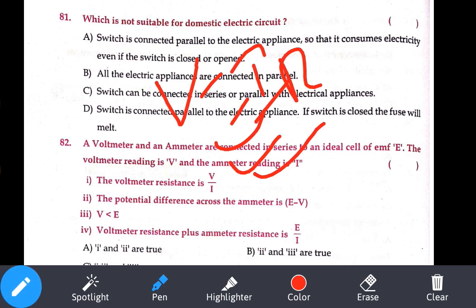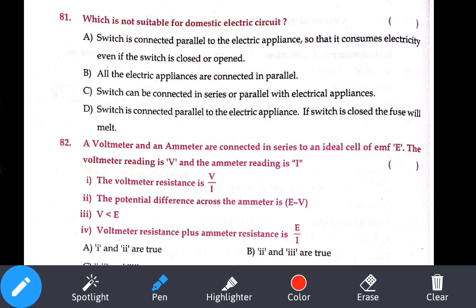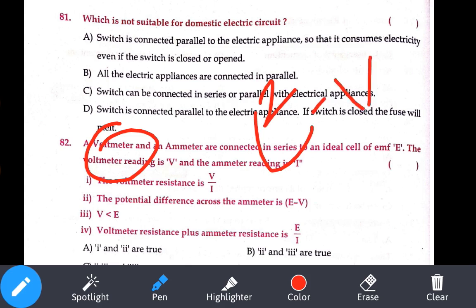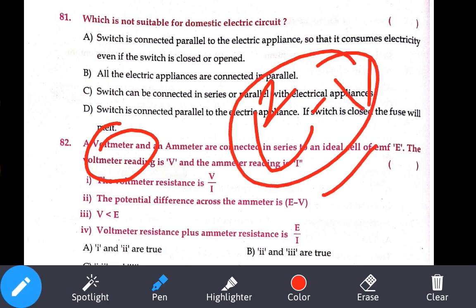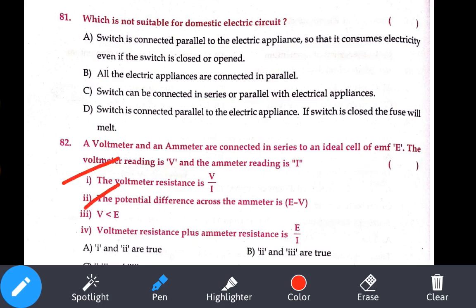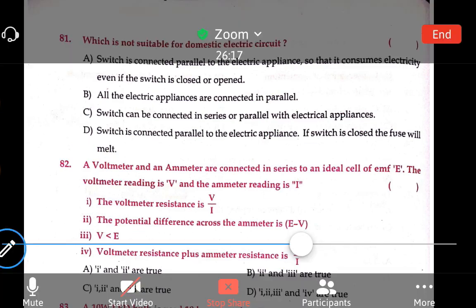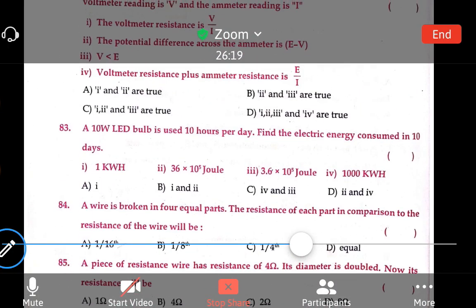Potential difference across the resistor is E minus V. That is correct. Here the voltmeter itself consumes some sort of energy, so out of the total potential, the EMF, it will consume some potential difference, so E minus V is our answer. That is also correct. V is less than E, yes, V is less than E only. Voltmeter resistance plus ammeter resistance is equal to E by I. That is also correct. So all four options are correct, so option number D is our answer.